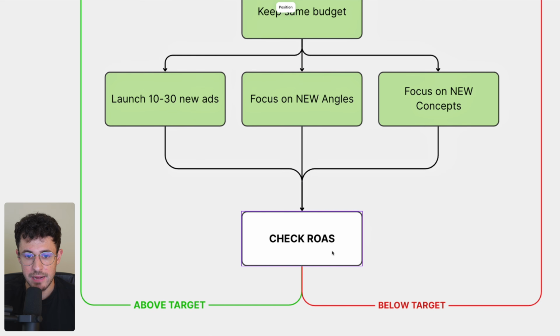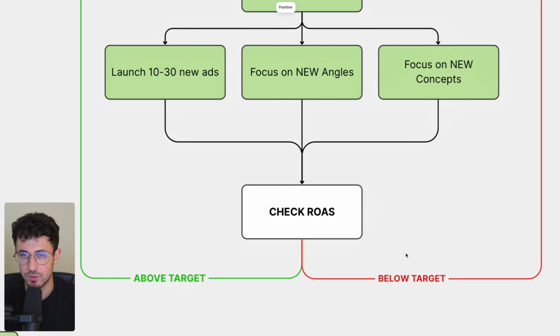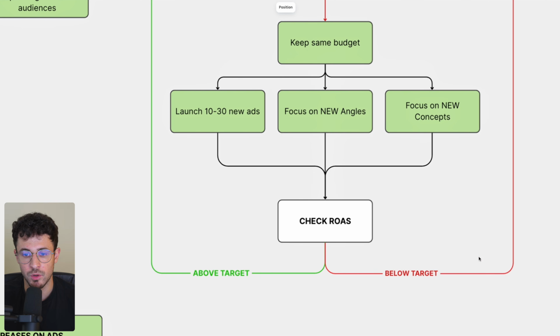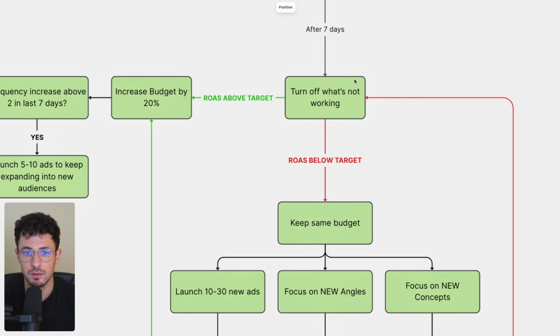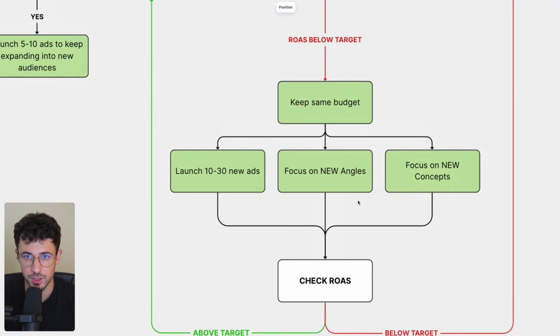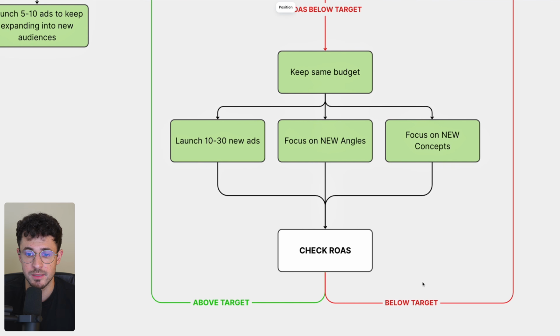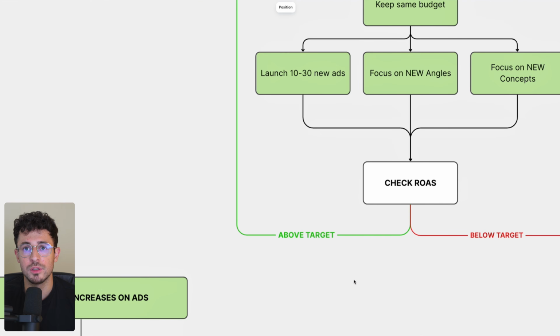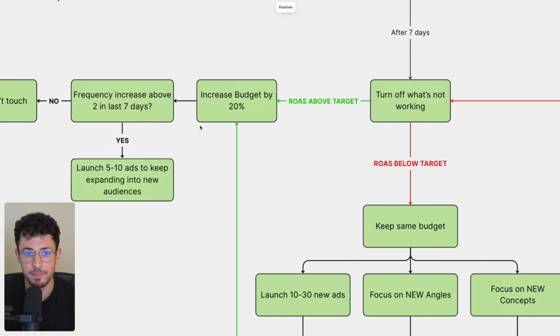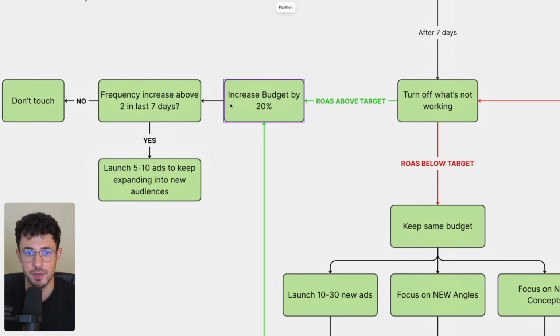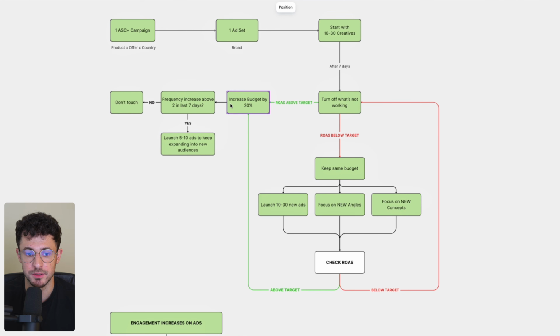Now, check the ROAS again after 7 days, and you can have two situations again: below the target or above the target. If it's below the target, turn off what is not working and keep launching things, just for the ads that are below the target. If things are above the target, or for the ads that are above the target, then you go back to the original phase of increasing the budget by 20%.